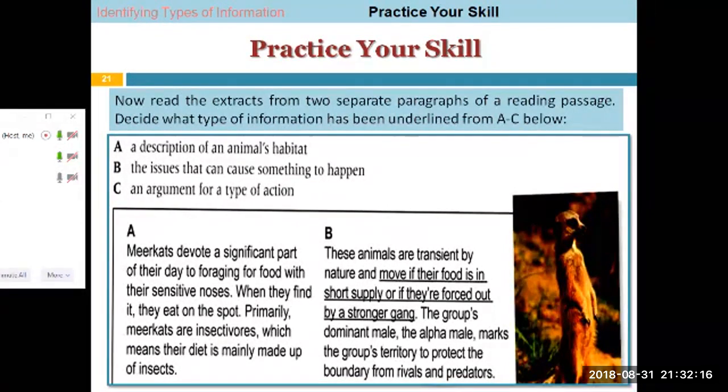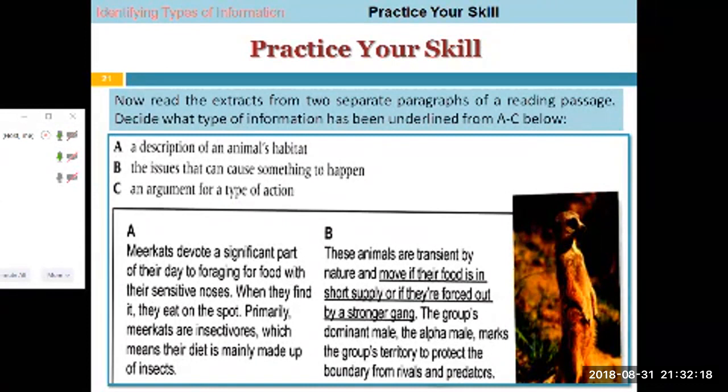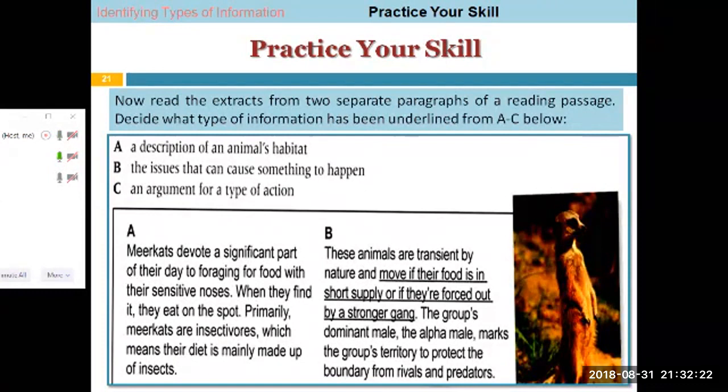Their day foraging for food with their sensitive noses. When they find it, they eat on the spot. Primarily, meerkats are insectivorous, insectivores, which means their diet is mainly made up of insects. Insects, right? So now, can you summarize what this paragraph says?